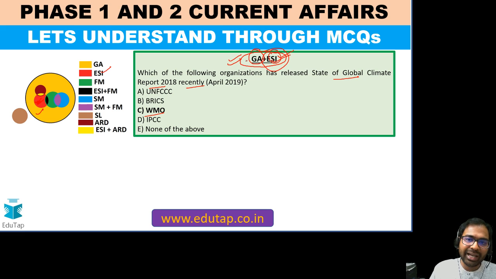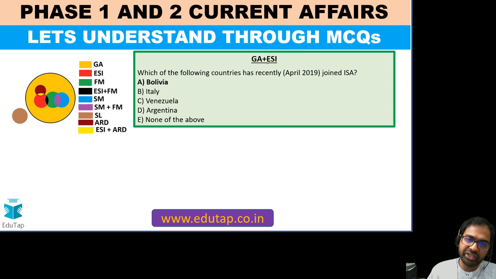Why can it be asked in GA? Because anything based on current affairs which can be asked in ESI can also be asked in phase 1, but not the other way around, not vice versa. Because ESI is a subset of GA. GA is not a subset of ESI, but ESI is the section which is a subset of GA. Clear? Let's see another question of GA plus ESI.